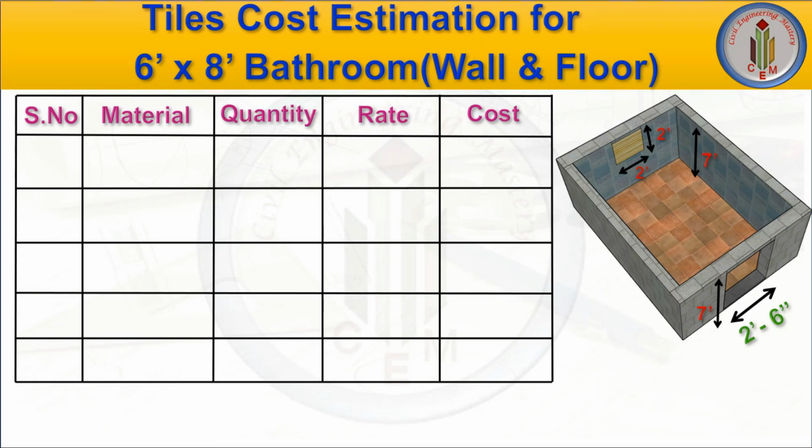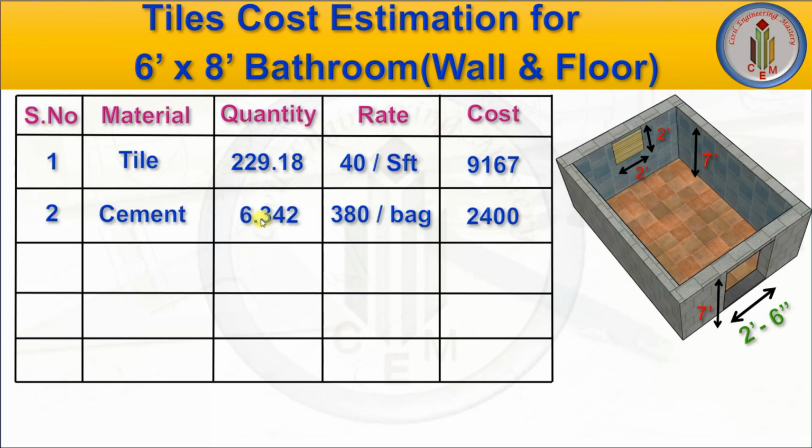Let's discuss the cost estimation now. Material, quantity, rate, cost. First one is tile. Quantity is 229.18 square feet. Rate is 40 per square foot. This rate will vary according to your choice of tile and the place where you are purchasing. Everything depends. So I took it as 40 rupees per square foot. My cost is around 9,167.